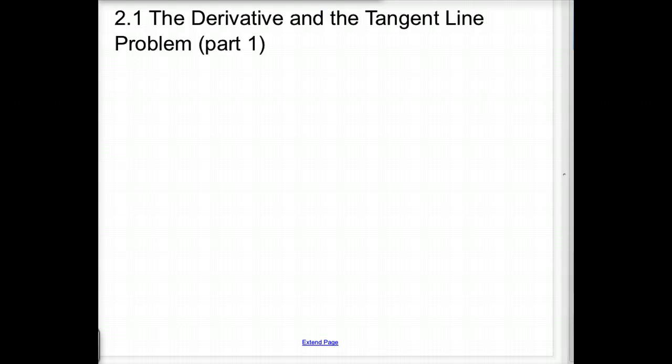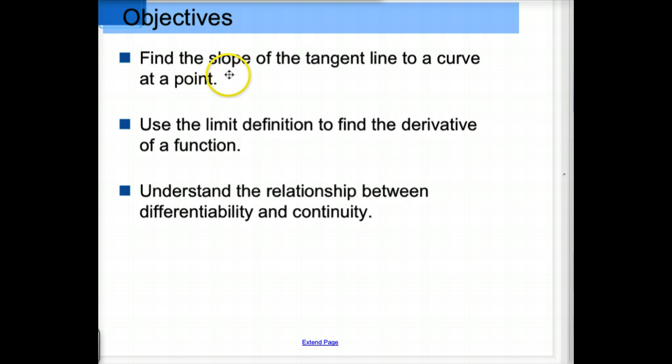So here's what they did. They were trying to find the slope of the tangent line to a curve at a point. They were using the limit definition, and they came up with a derivative. And then we're going to try to understand the relationship between differentiability and continuity today.